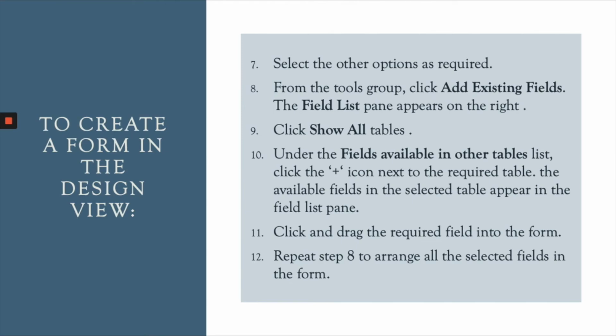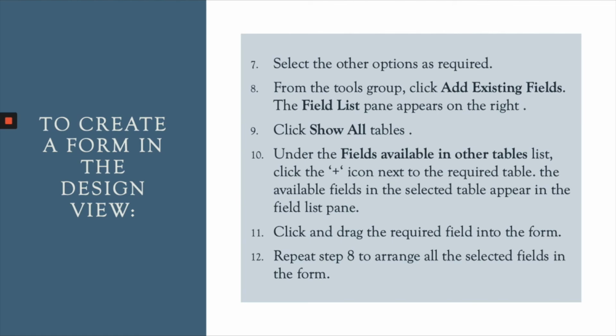Click Show All Tables. Under the fields available in the Other Tables list, click the plus icon next to the required table. The available fields in the selected table appear in the field list pane. The ones that you have selected from the required table will appear in the field list pane. Click and drag the required field into the form. You have to click and drag the required fields into the form.